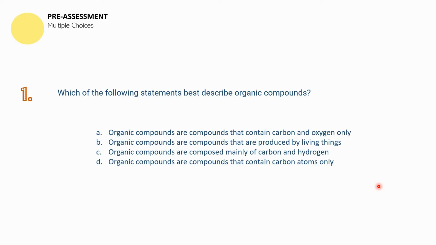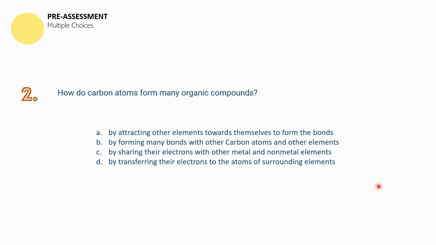If you have decided to continue, we now move on to question number 2. How do carbons form many organic compounds? A, by attracting other elements towards themselves to form the bonds. B, by forming many bonds with other carbon atoms and other elements. C, by sharing their electrons with other metal and non-metal elements. D, by transferring their electrons to the atoms of surrounding elements. Pause this video if you need more time.